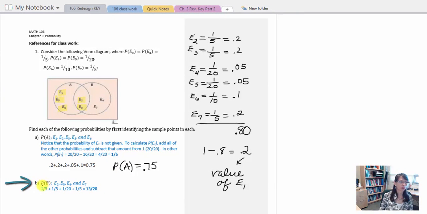Example B, we're looking for the probability of B. So event B involves E2, E3, E4, and E7. Using the values for those, you could either add the fractions 1/5 plus 1/5 plus 1/20th plus 1/5 to get 13/20ths, or using our decimal equivalents, we get 0.65. So the probability of event B is the decimal 0.65. If you take 13/20ths and do that division, you also end up with 0.65.